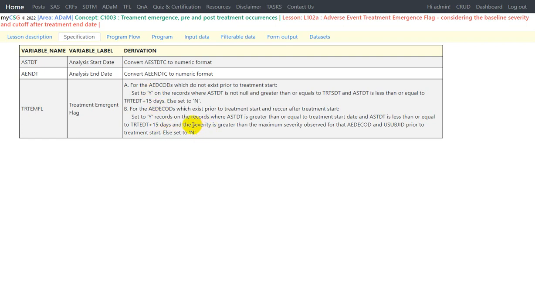So this is the key here. We are being asked to consider the severity and compare it with the maximum severity observed for that AEDECOD code and subject ID prior to treatment start. Now let us try to manually identify the treatment emergent flag for the data which we have.